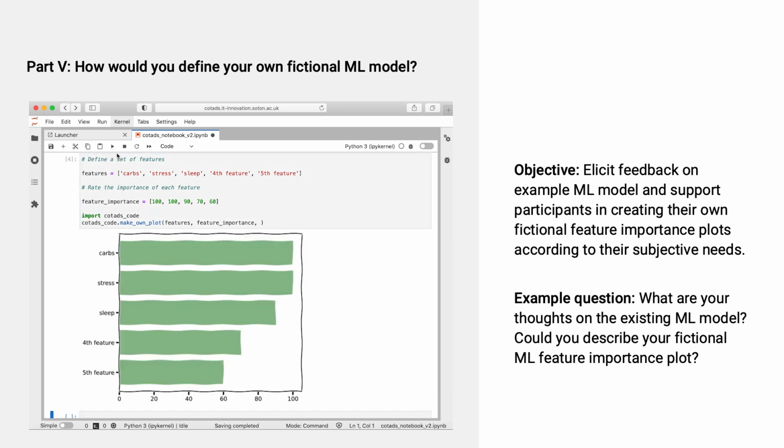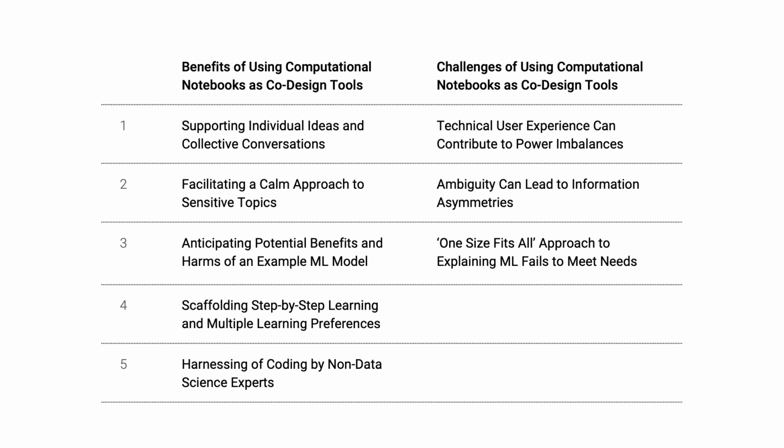Now, what are the key findings? We identified the following challenges of using computation notebooks as co-design tools. The technical user experience of the computation notebooks led in some cases to power imbalances and information asymmetries. For example, the user interface design was unfamiliar for many participants and initially impeded their roles as co-designers. Furthermore, we found that a one-size-fits-all approach to explaining machine learning did not meet people's individual information needs.